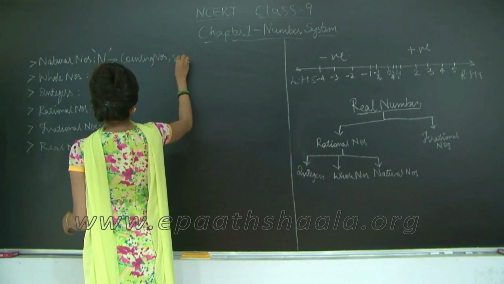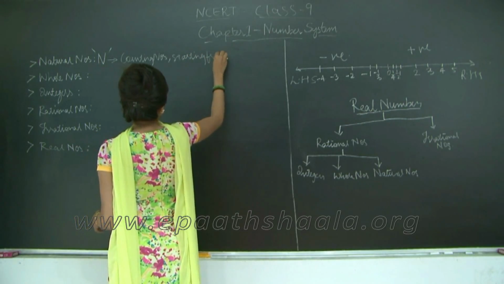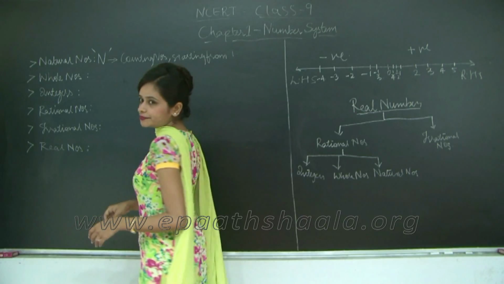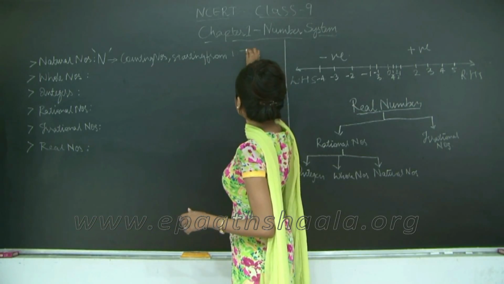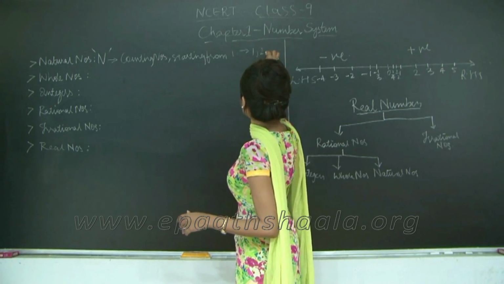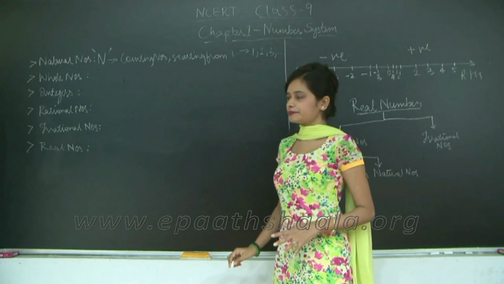starting from 1, right. So these numbers are 1, 2, 3 and so on until infinity.